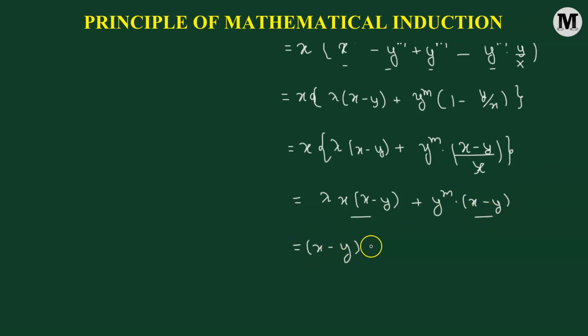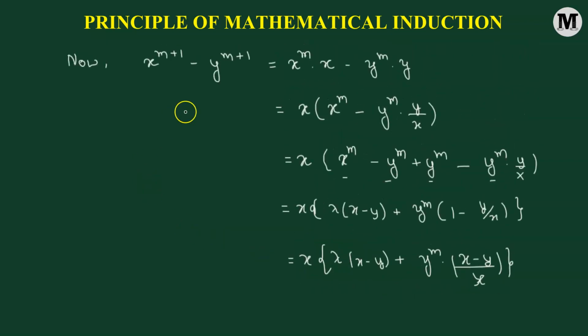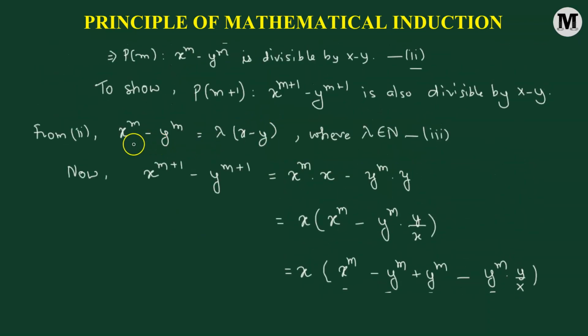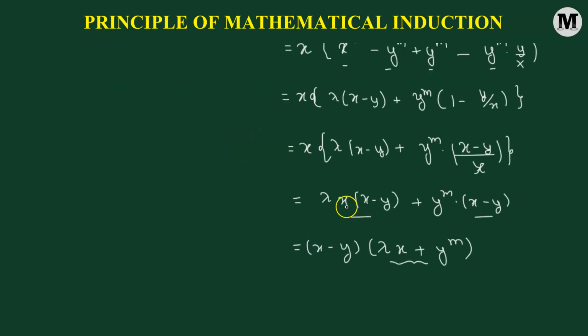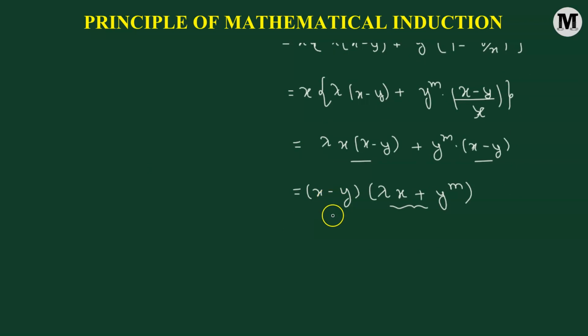So we have x minus y, and this is going to get multiplied to lambda times x added to y raised to the power of m. We have considered m to be some natural number, and lambda is also a natural number, which means that this entire expression is some natural number. We don't have to worry about this value as long as it has a factor of x minus y. This simply tells us that we started out by considering x raised to the power of m plus 1 minus y raised to the power of m plus 1, and using the fact that x raised to the power of m minus y raised to the power of m can be expressed as lambda times x minus y, we were able to deduce that the expression is also divisible by x minus y because it has a factor of x minus y.